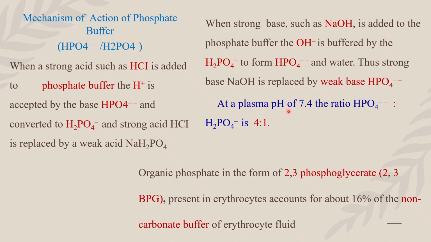At the plasma pH of 7.4, the ratio of HPO4 to H2PO4 minus is 4:1. So this conjugate base is always in higher concentration as compared to its conjugate acid. This system is comparatively acidic relative to this conjugate base. Organic phosphates in the form of 2,3-bisphosphoglycerate, that is 2,3-BPG, present in the erythrocytes, account for about 16% of the non-carbohydrate buffer of the erythrocyte fluids.